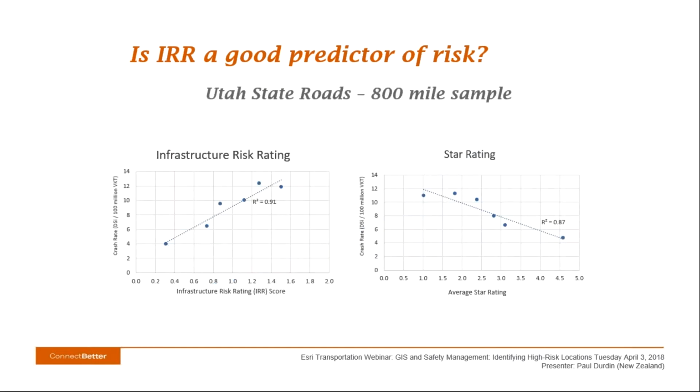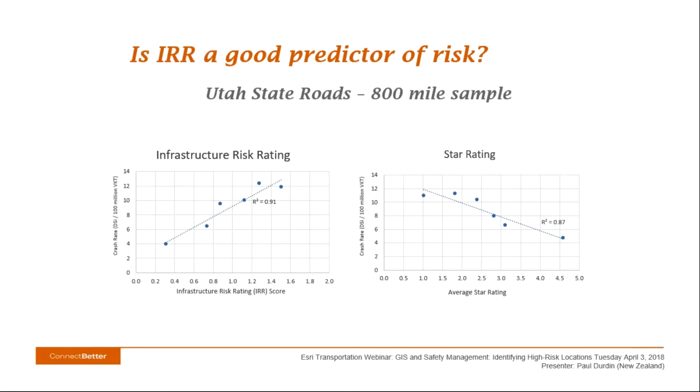Looking at Utah, on the 800 miles of state network that we assessed there, we can see a similar trend and a correlation coefficient of 0.91. Interestingly, we had a look at star rating on those same roads in Utah, and with star rating, the higher the number, the better the safety performance, which is the opposite from IRR. And we can see that star rating is a very similar predictor in terms of its correlation coefficient, around 0.87.